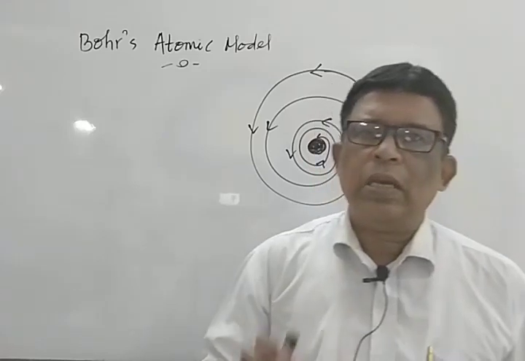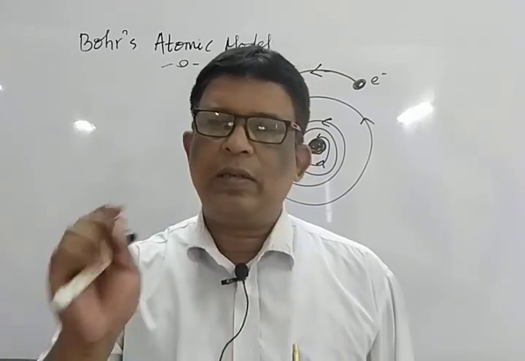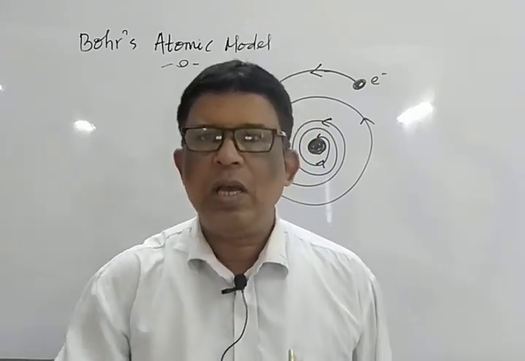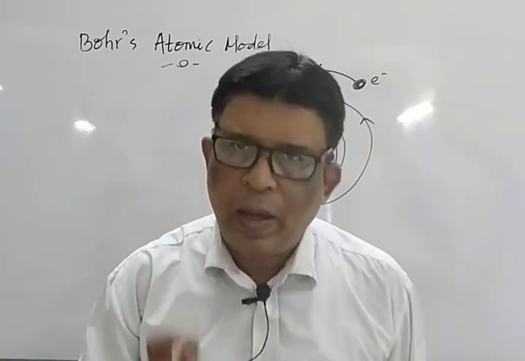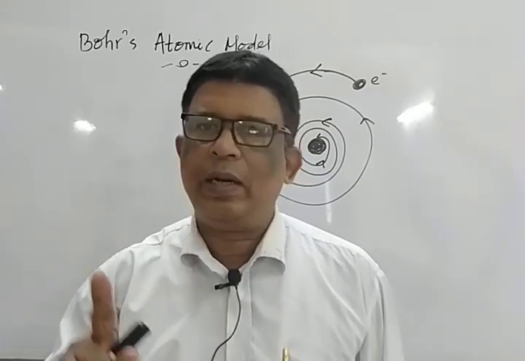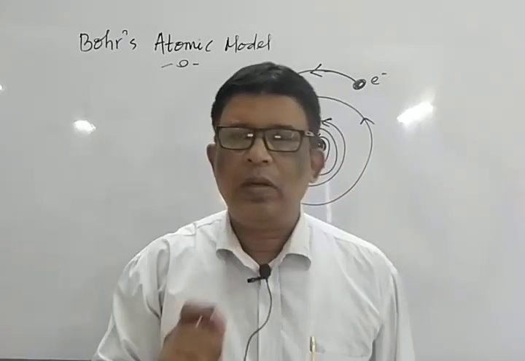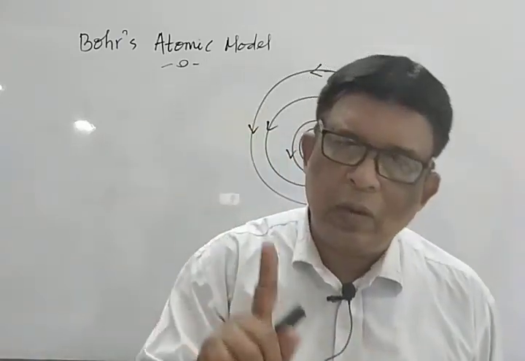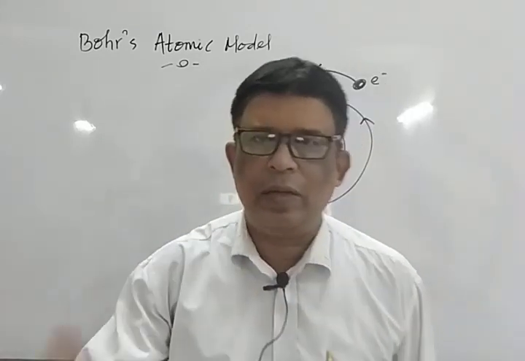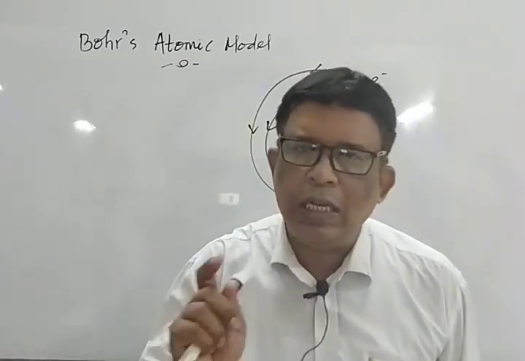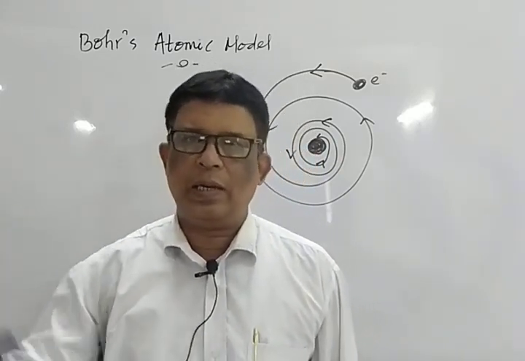Point 1, the atom consists of a massive charged center, known as the nucleus, while electrons are revolving around it in a particular circular path, known as an orbit or shell. Next, as long as the electron revolves in that particular path, it neither loses nor gains energy continuously. The different energy levels are represented by the capital letters K, L, M, N, etc.